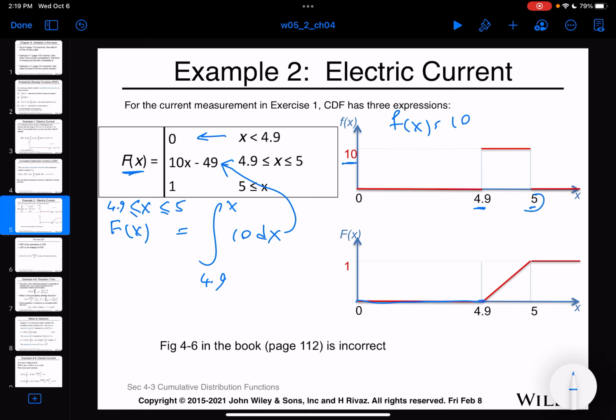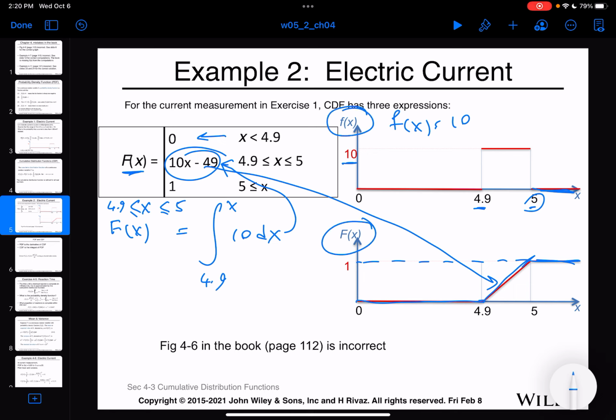And after 5, you don't even need to do the integral, because we know that here there's no mass, and we know that the probability must reach 1. So after 5, F of x is 1, right? And this line is this line here. So this is capital F of x, and this is small f of x. Any questions?